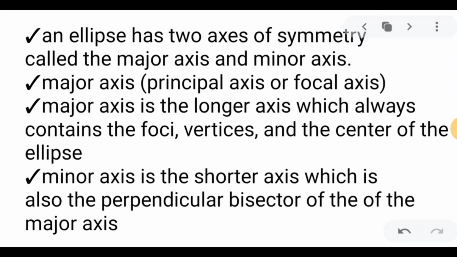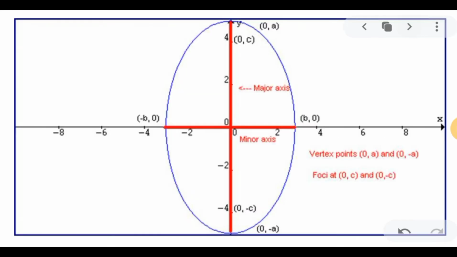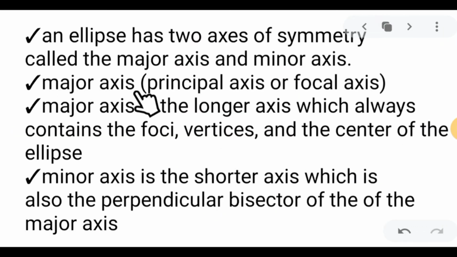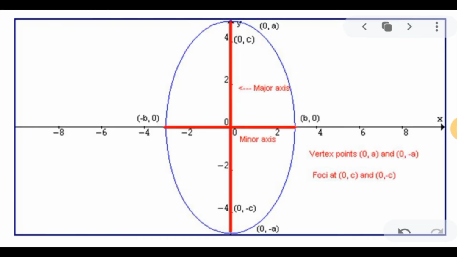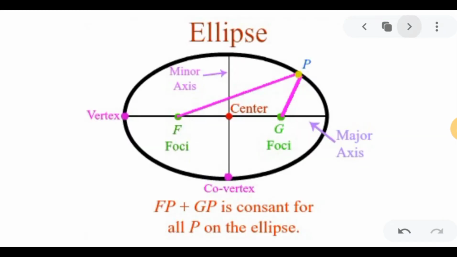So an ellipse has two axes of symmetry, which we call the major axis and minor axis. I have here, this is your major axis, the longer one, and this is your minor axis, the smaller or shorter one. The major axis is also called the principal axis or focal axis. And then take note that the major axis is the longer axis, which always contains the foci, vertices, and the center of the ellipse. So this is your major axis, the longer one, and if that is horizontal, this is your major axis, the longer one. And it always contains again the center, the foci, and then the vertex.